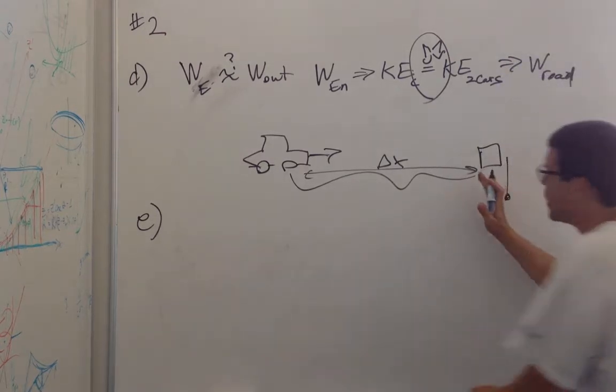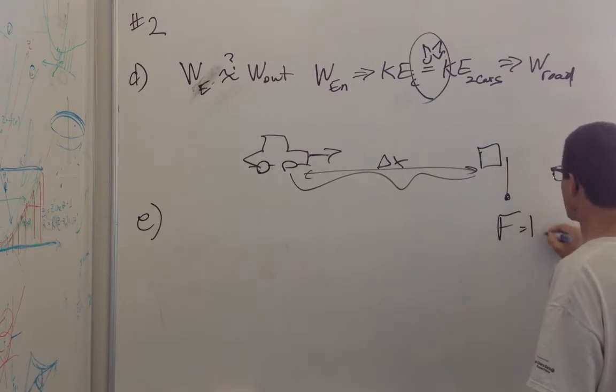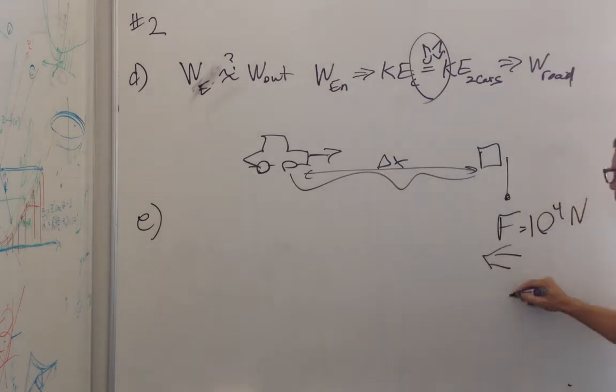The last question. So we do slow it down with the force equal to 10 to the 4th newtons in this direction. Delta x equals question mark. Okay, you could solve this with kinematics.